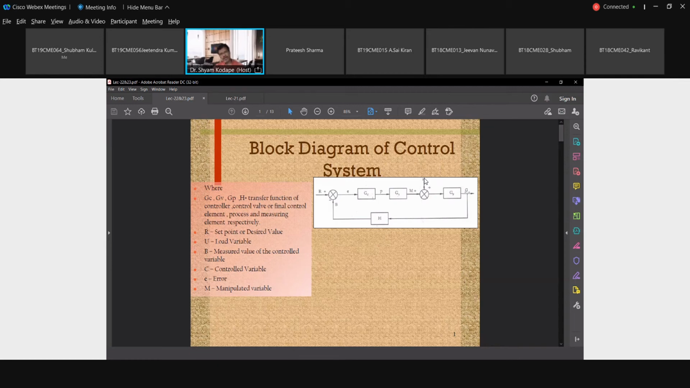GP represents the transfer function of the process. The suffix P represents the process. H is the measuring element. B is the measured variable. R is the set point. E is the error. P is the signal between the GC and GV. Okay. Is this okay?